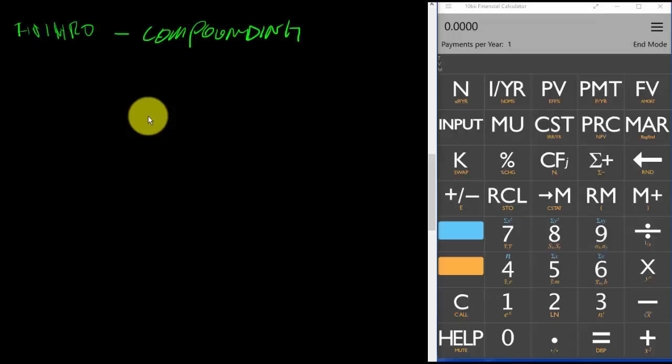Welcome to finintro. Today in this lesson we're going to talk about compounding. And in compounding we're basically going to do the same thing we've already done. So we're going to start with a very simple future value problem.